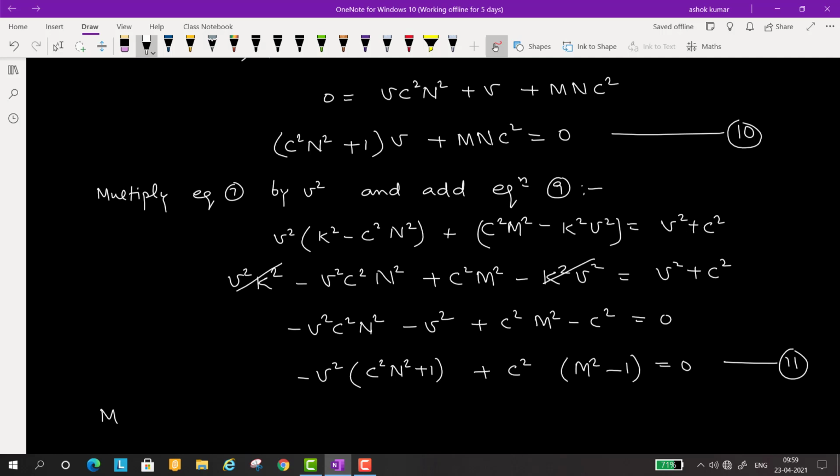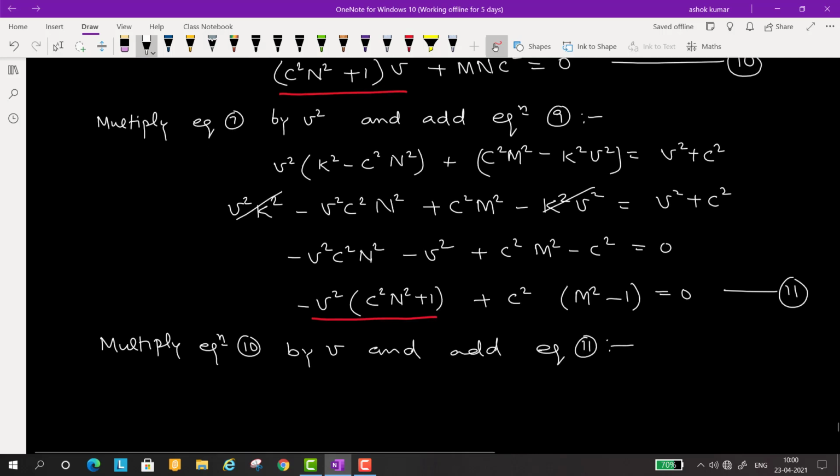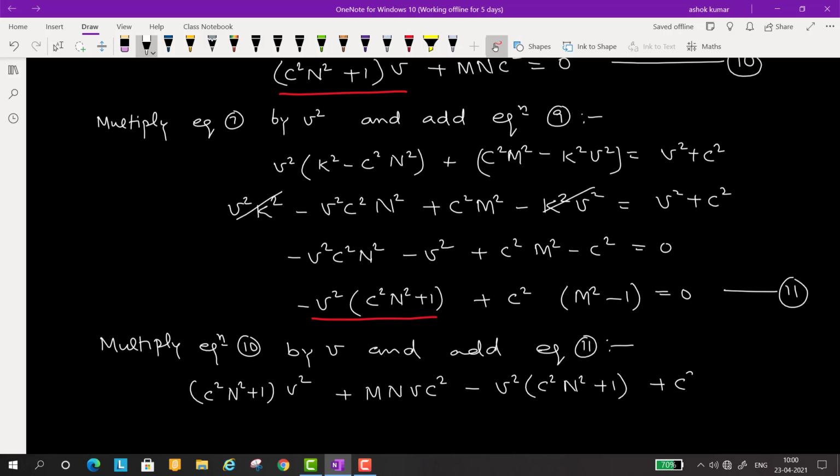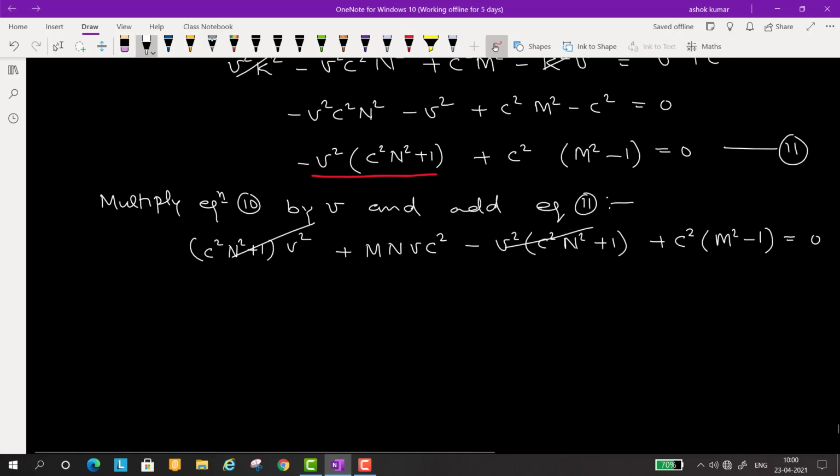So we multiply equation number 10. Look at these two terms. Multiply equation number 10 by v and add equation number 11. So it will be c square n square plus 1 v square, m n v c square, minus v square c square n square plus 1 plus c square m square minus 1, it will be 0. So these two terms they will cancel out. So from here we will try to calculate the value of capital N. So it will be m n v c square m square minus c square is equal to 0.